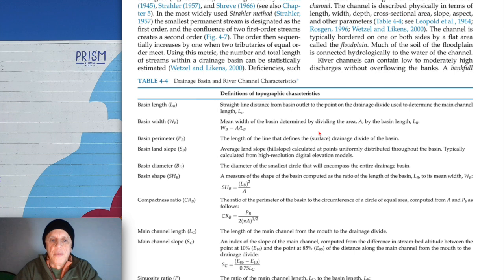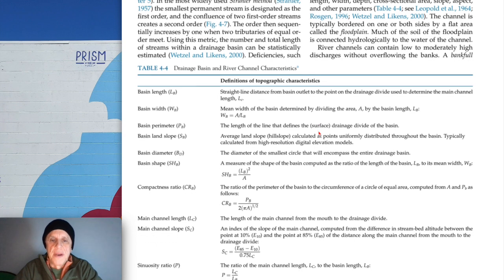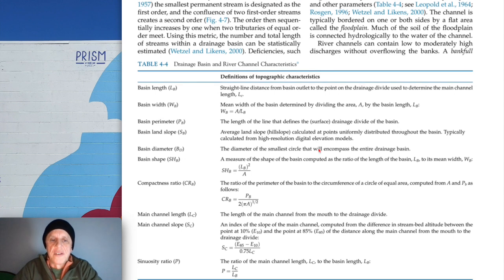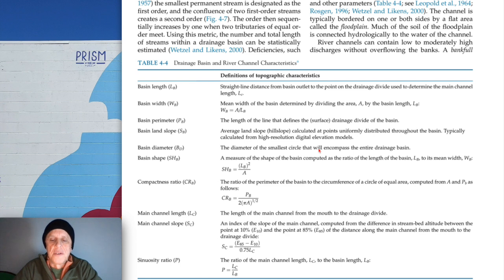So table 4-4, drainage basin and river channel characteristics. In here we have definitions of topographic characteristics for various parameters that define a river channel or drainage basin. For example, we have the basin length, which is L sub B, the straight line distance from the basin outlet to the point on the drainage divide used to determine the main channel length, L sub C.